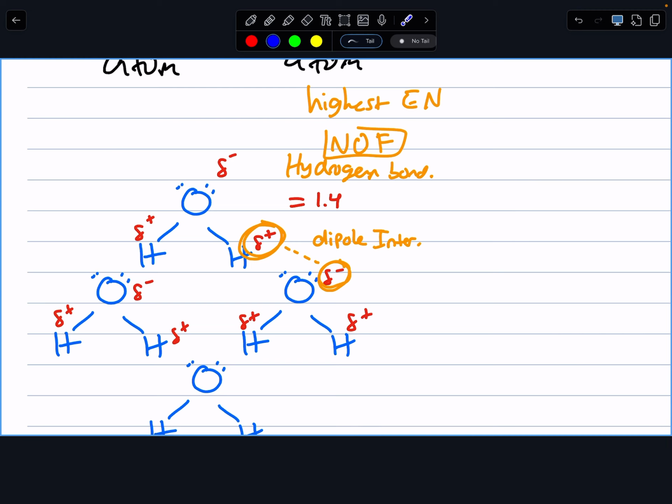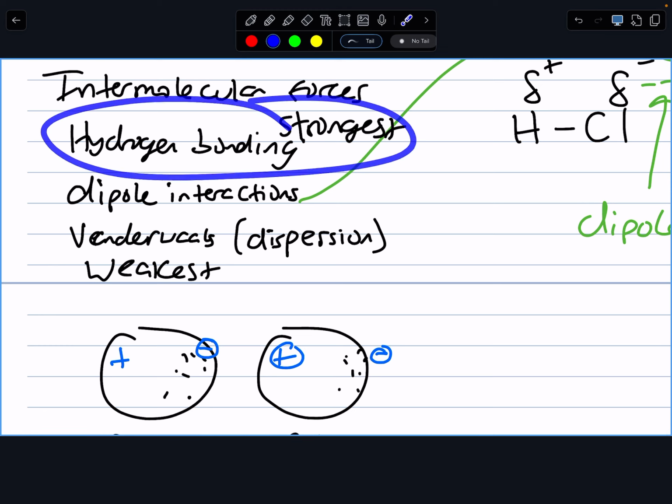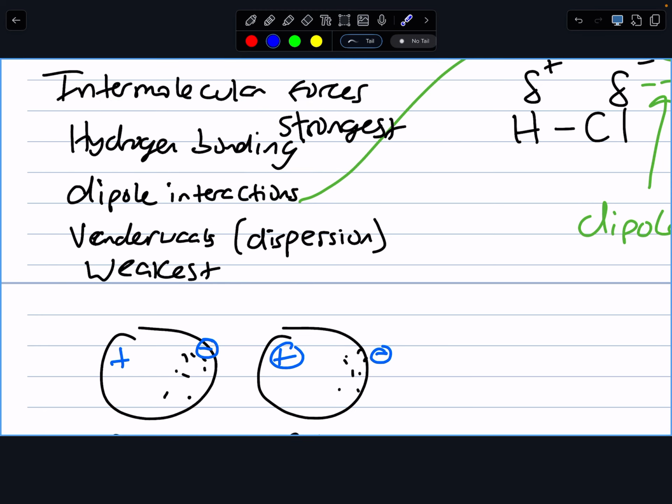Okay? And those are the 3 forces. So we have the dipole, the hydrogen bonding, the van der Waals. And again, hydrogen bonding is the strongest, while van der Waals is the weakest. And that is it. Yay!